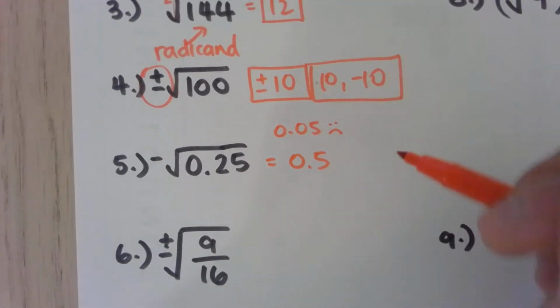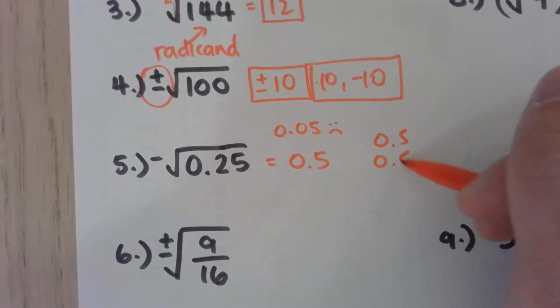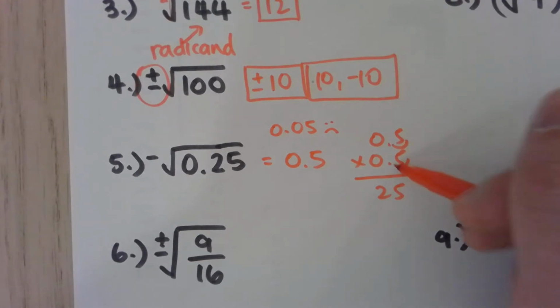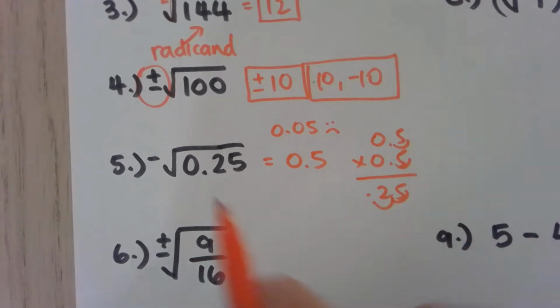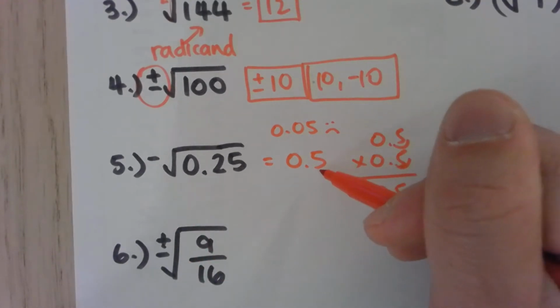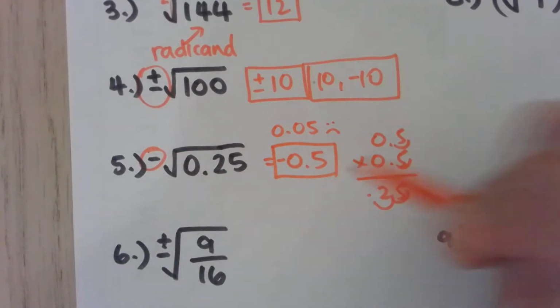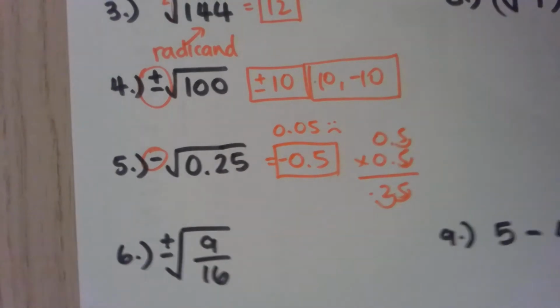The answer is going to be 0.5 because when you multiply 0.5 times 0.5, that's going to give you 25, but then you have to move the decimal twice, because 1, 2. See? 0.25. So the answer is 0.5. And then since there's a negative sign on the outside, you guys can stick that on. So it's negative 0.5.